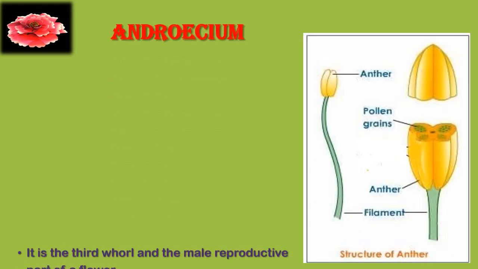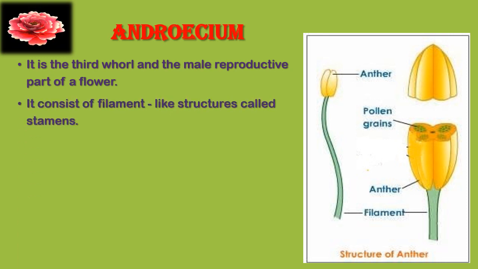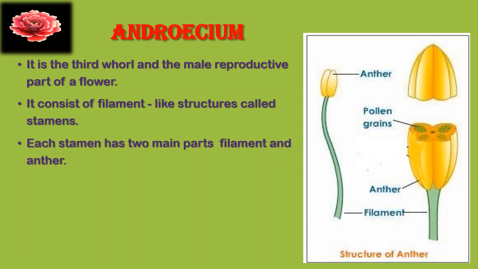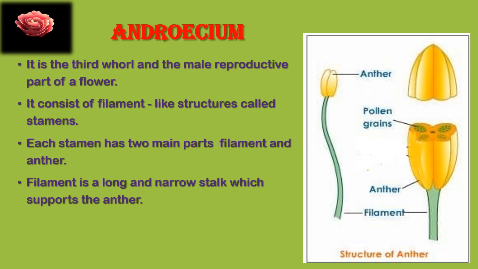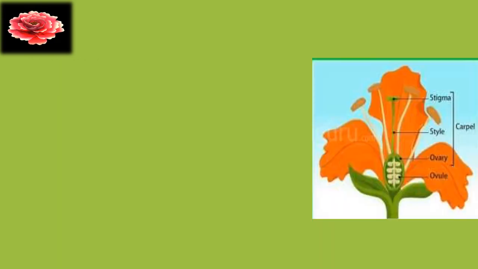Androecium. It is the third whorl and the male reproductive part of a flower. It consists of filament-like structures called stamens. Each stamen has two main parts, filament and anther. Filament is a long and narrow stalk which supports the anther. Anther is a small and bilobed structure which bears the pollen grains that take part in the reproduction of the flower.